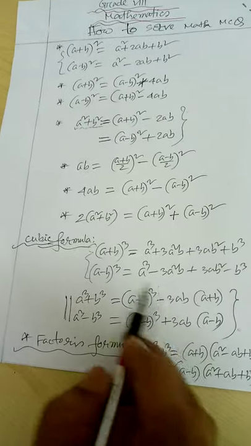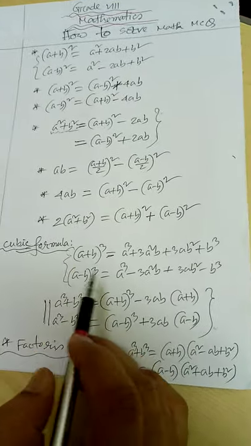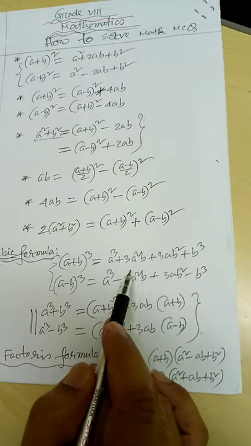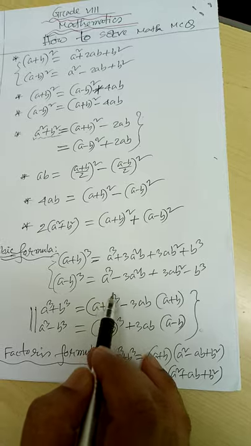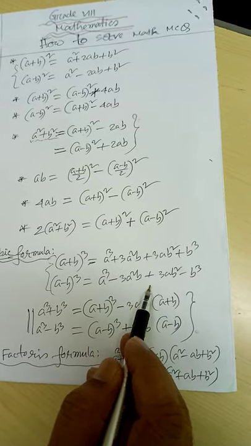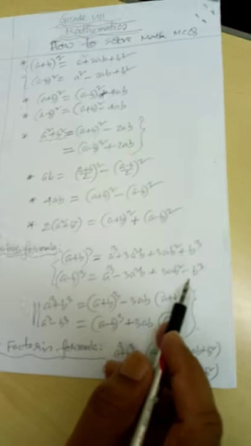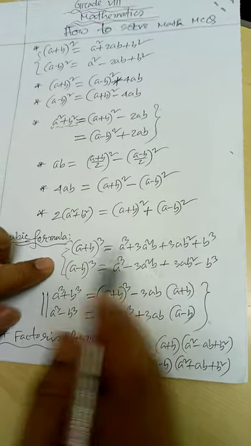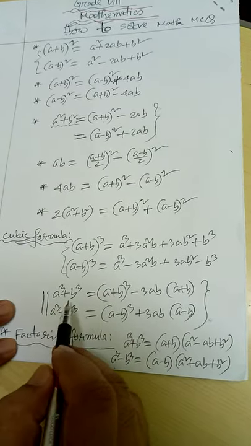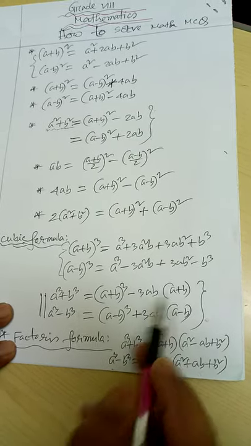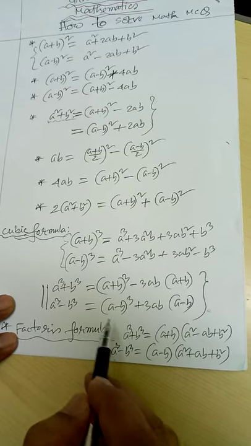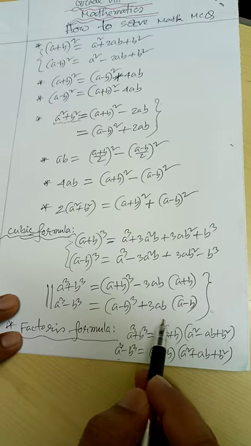Another cubic formula of algebra: (a + b)³ = a³ + 3a²b + 3ab² + b³. (a − b)³ = a³ − 3a²b + 3ab² − b³. Using these two formulas, we can arrange a³ + b³ = (a + b)³ − 3ab(a + b). a³ − b³ = (a − b)³ + 3ab(a − b).